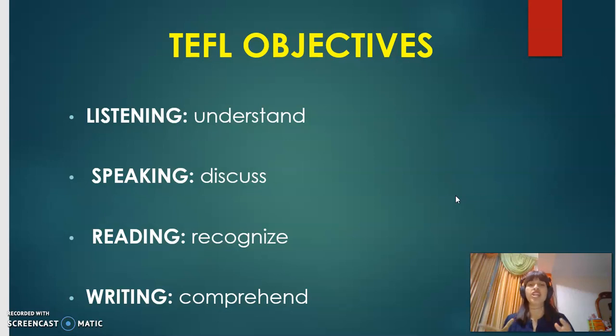In teaching English as a foreign language objectives, the students during the class period will be able to: listening, understand the topic, good rata and good prefa. Speaking, discuss about the topic. Reading, recognize correctly the words. And writing, comprehend appropriately the topic.